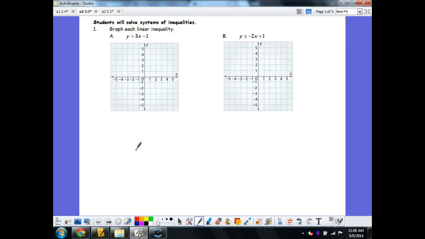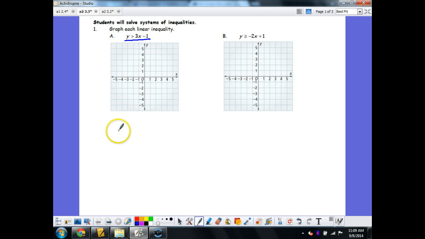All right, and today in 3.3 we're going to be graphing systems of linear inequalities eventually. Before we get going with that though, we're going to review how to graph singular inequalities in the coordinate plane. So we're going to graph this inequality, y is greater than 3x minus 1.